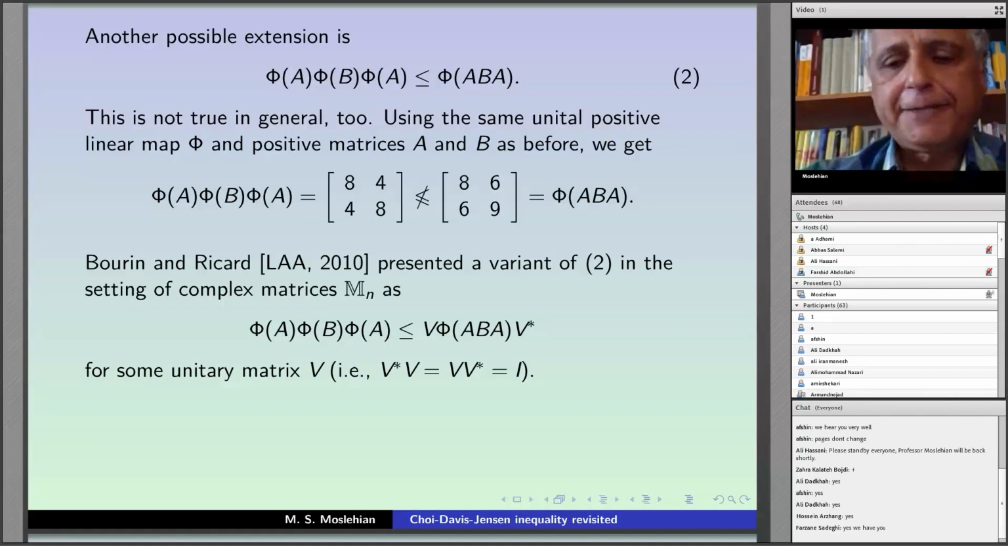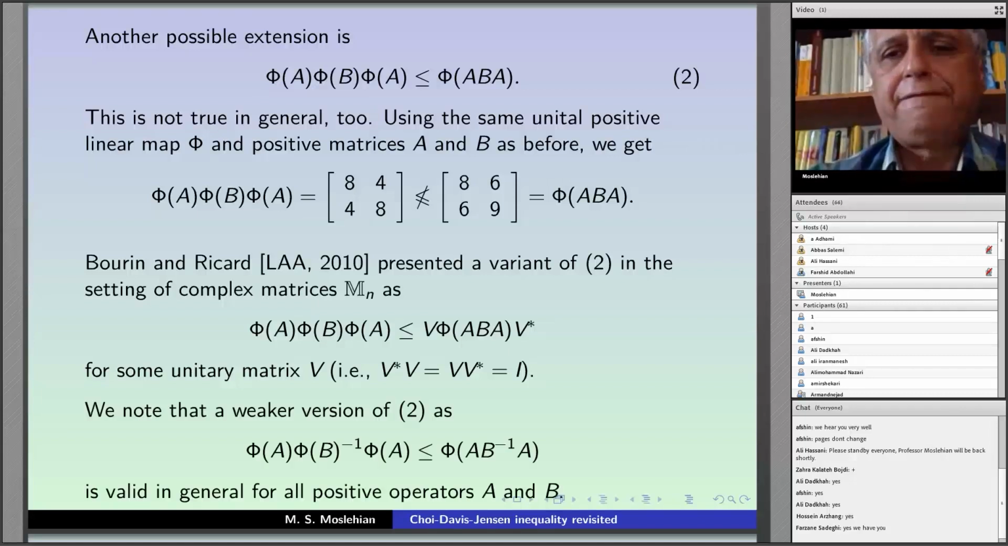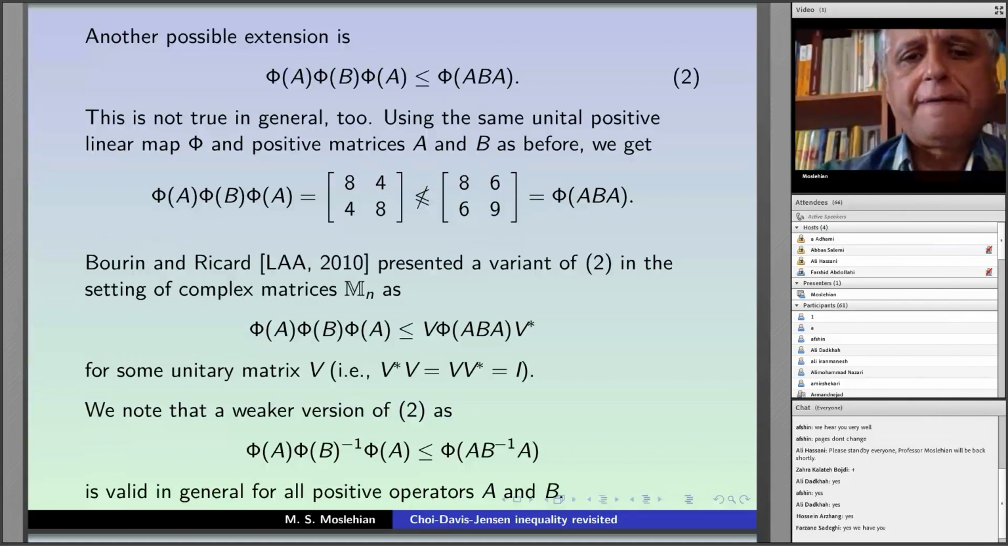Burin and Ricard presented a variant of 2 in the setting of complex matrices M_n. So they consider matrices instead of operators, and show that we have this inequality in which V is a unitary matrix. By a unitary matrix, we mean a matrix such that V star V and V V star are equal to the identity operator. We note that a weaker version of 2 is this, and this is valid for all positive operators A and B.